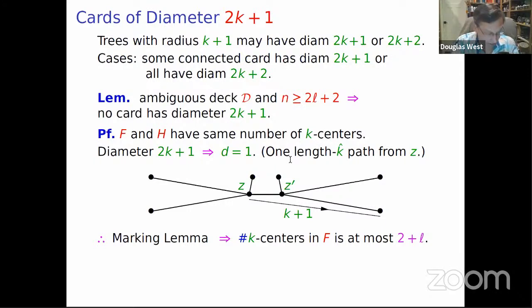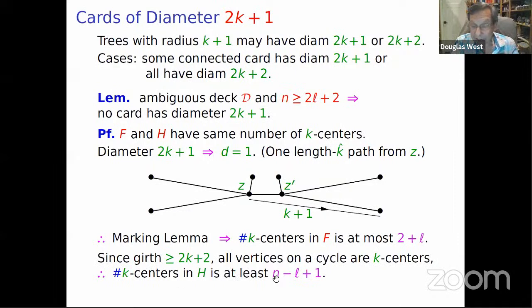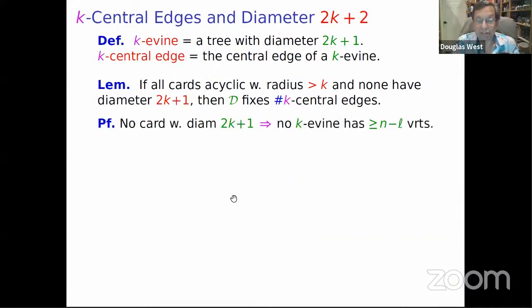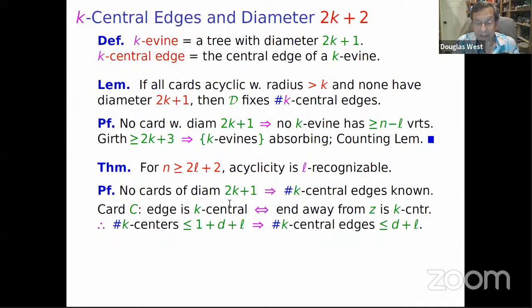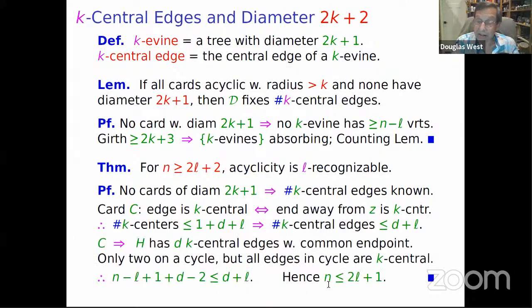But when we look at a reconstruction that has a cycle, the cycle has to have length bigger than the size of a card because all of our cards are acyclic. And every vertex on the cycle is going to be a K center. So N minus L plus one is our lower bound on the number of K centers in H. Two plus L is our upper bound on the number of K centers in F. If we have both reconstructions, then since they have the same number of K centers, we have this inequality, which simplifies to N being at most 2L plus one. So that excludes this possibility that one of the cards could have diameter 2K plus one. And when they all have 2K plus two, we have a similar argument. Again, we come down to an inequality that implies N has to be at most 2L plus one.